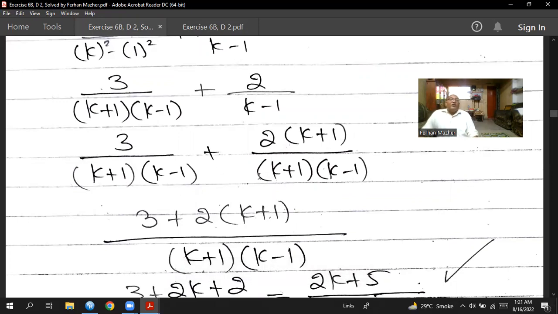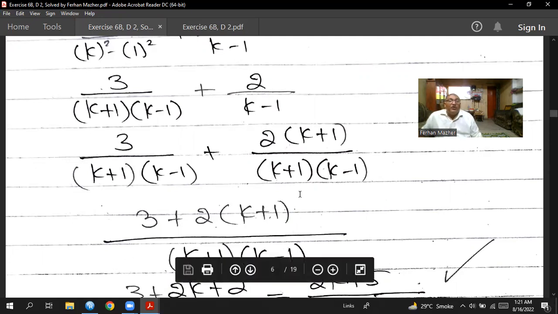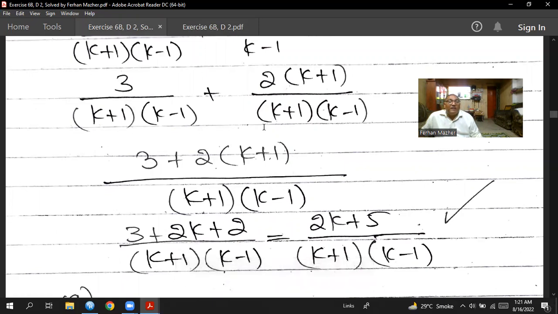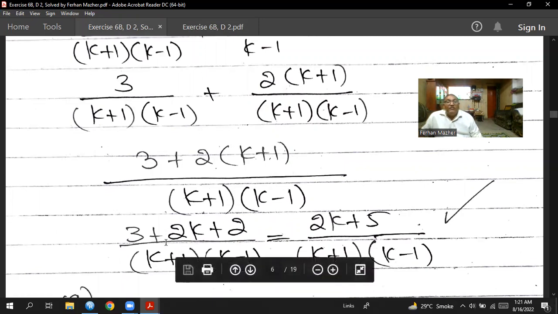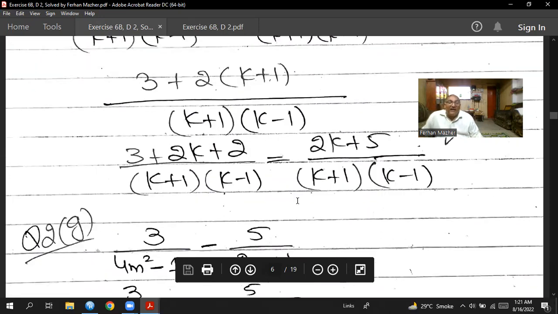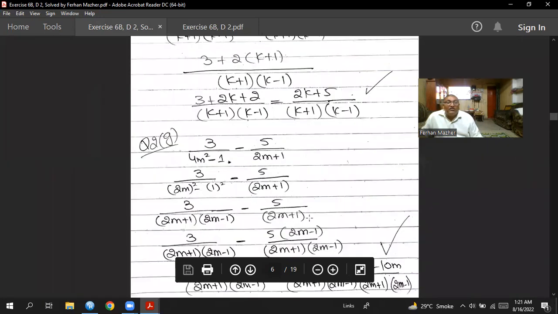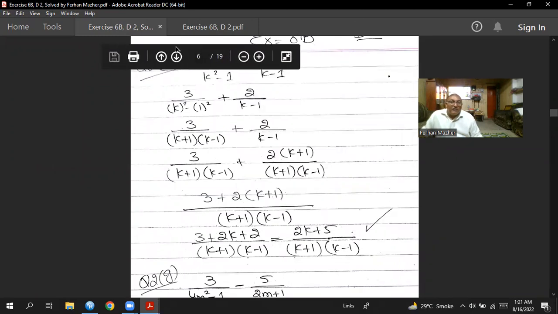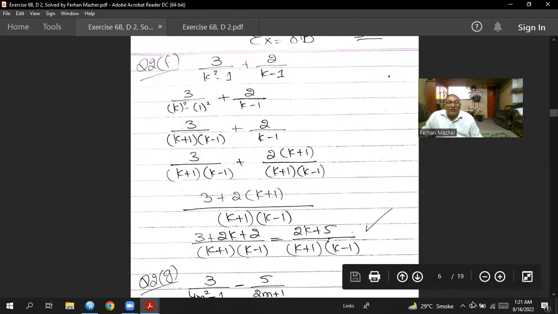So here the denominators now are same. So I will have k plus 1 into k minus 1. Upstairs, you will have 3 plus 2 into k plus 1. So it will be 3 plus 2k plus 2 divided by k plus 1 divided by k minus 1. So you will have 2k plus 5 divided by k plus 1, k minus 1. So this is how you will do this question. So let me reduce the size so you can see. I hope you understand this question.